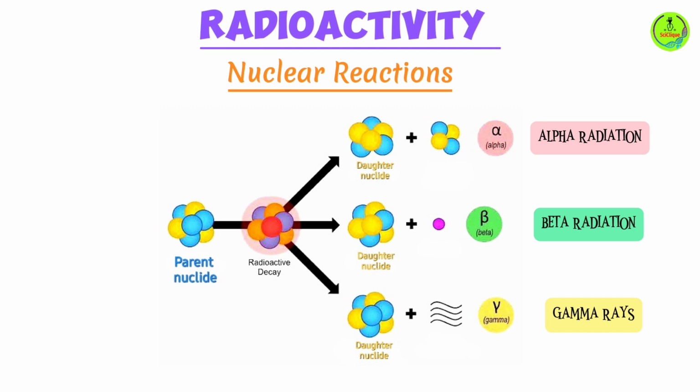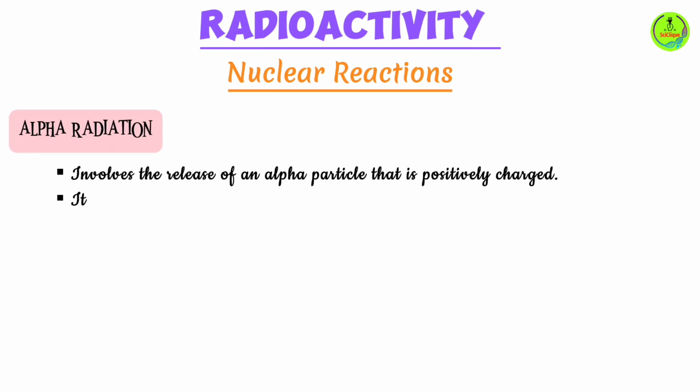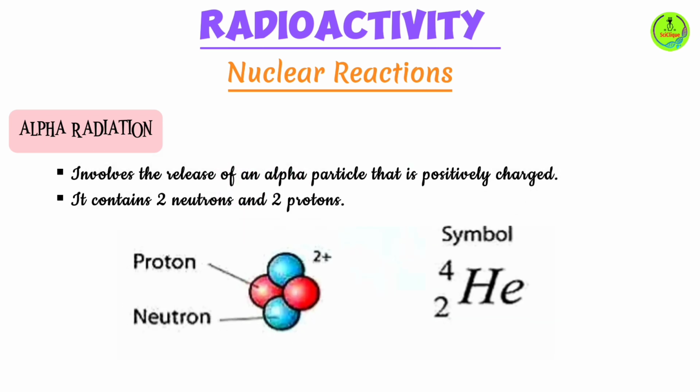Now, I'm going to discuss each of these three types of radiations. So let's start with alpha radiation. Now, alpha radiation occurs when an alpha particle is emitted. Now, an alpha particle is a positively charged particle that contains two neutrons and two protons. So there we have it. So over here, because we have two protons, the atomic number is going to be 2.